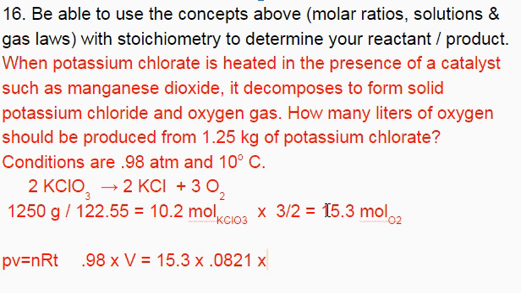I should have put this in kilopascals because that's typically what IB will give you. Or they might give you pascals and make you divide by 1,000 to get kilopascals. And then my temperature, I have to remember to convert, add 273 and convert it to Kelvin. So solving for V, 15.3 times 0.0821 times the 283 and dividing by 0.98, I'm coming up with a volume of 363 liters.